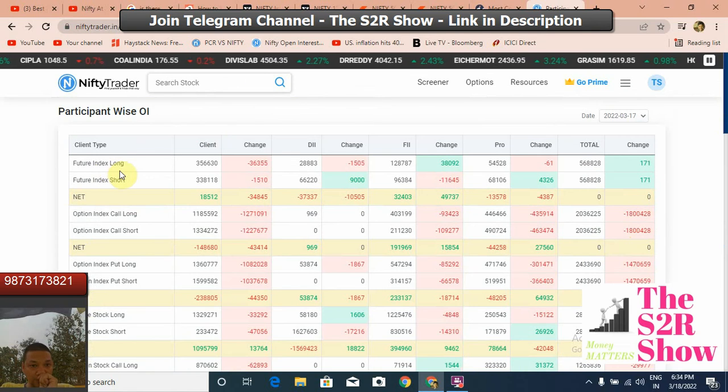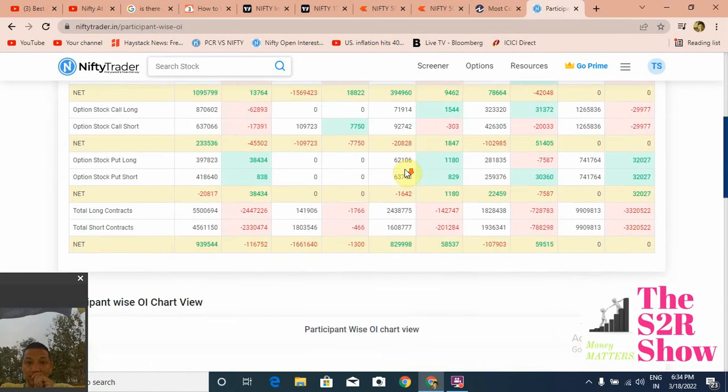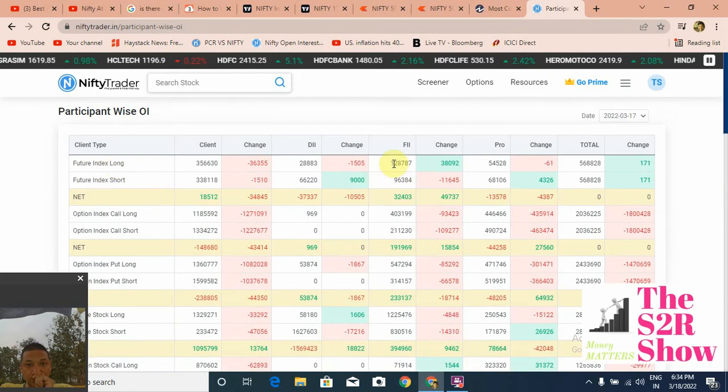If you look at the future index long, the long position of FIIs is 1,28,000 contracts. Okay, if you look at the future long position, FIIs 1,28,787, future short 96,000. So definitely you can see, not going to calculate the percentage of long and short, clearly you can see around 30-40% they are higher on the long side. So we should also be on the long side, because we should play as the FIIs are playing.